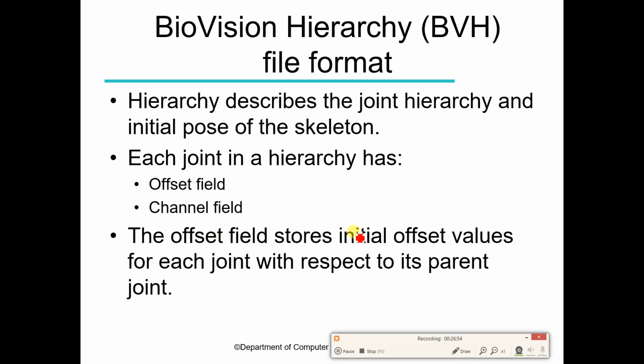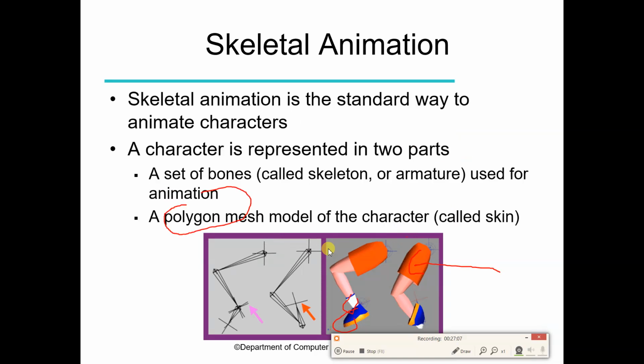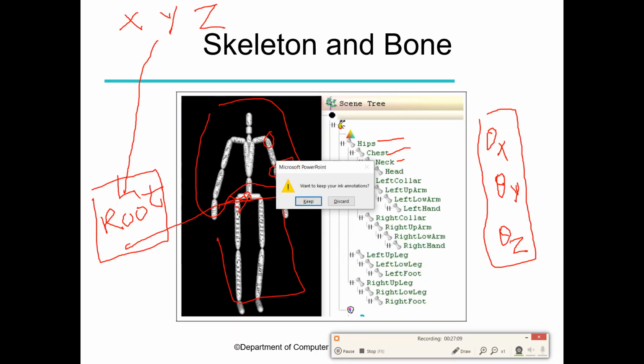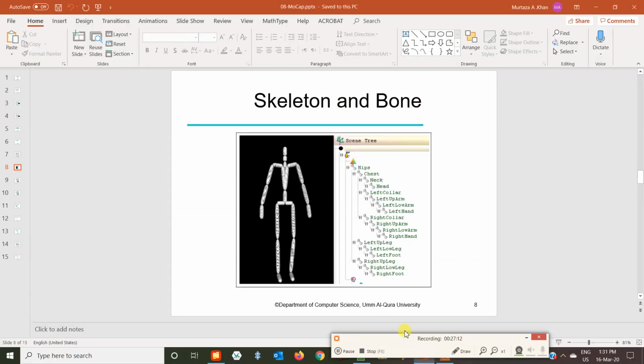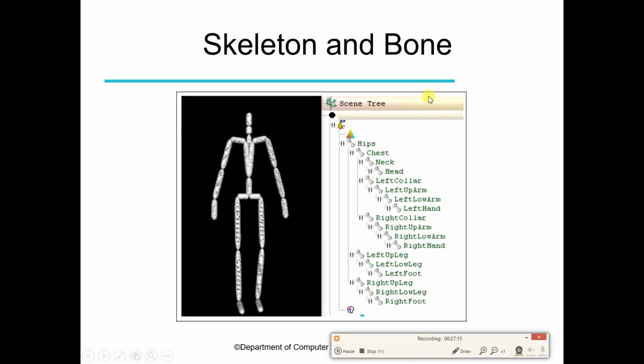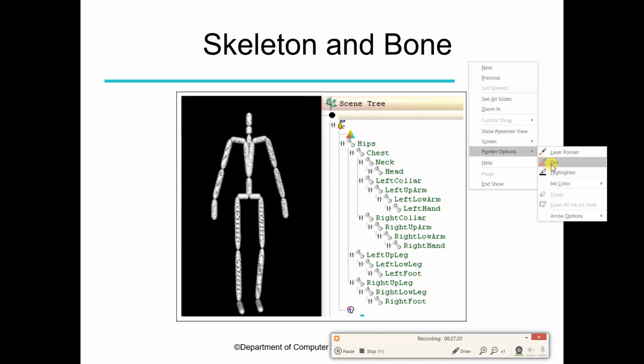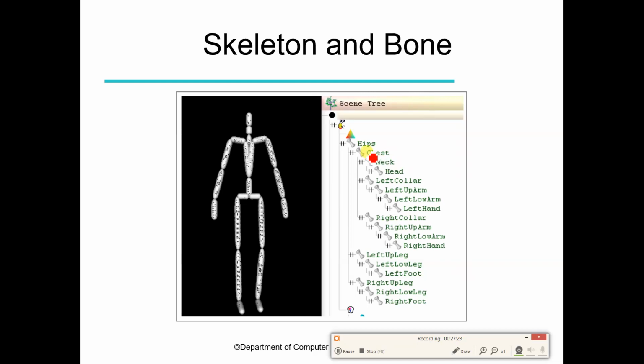The offset field stores the initial offset value for each joint with respect to the parent joint. As I told you, joints are arranged in a hierarchical structure, so we are not going to store the absolute value for the joint in the BVH file. When we have to store the value for a joint at the lower level, we are going to store this value with respect to the parent. For example, the chest joint is at the lower level of the hip, so the value for the chest is stored with respect to the hip.